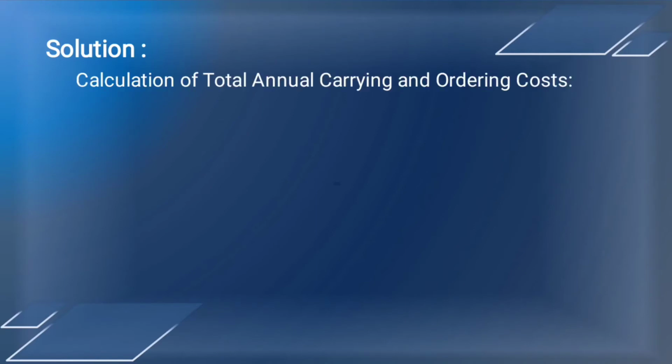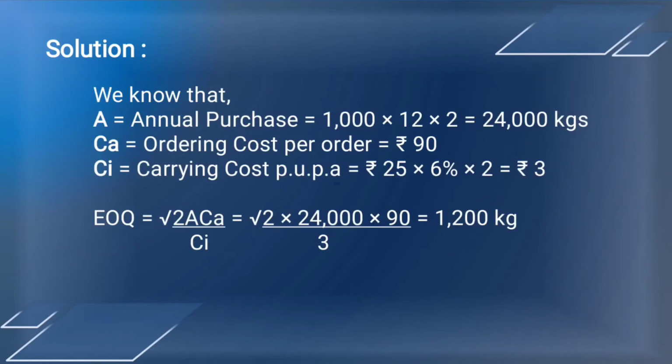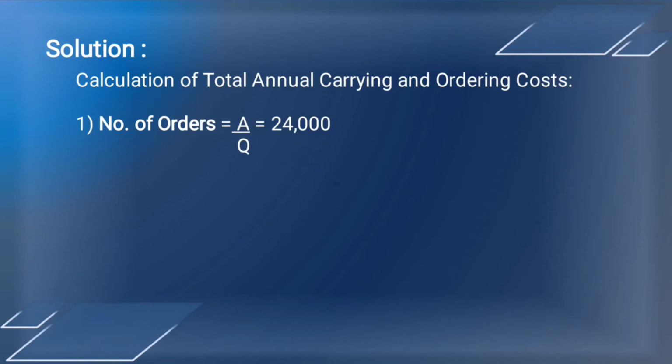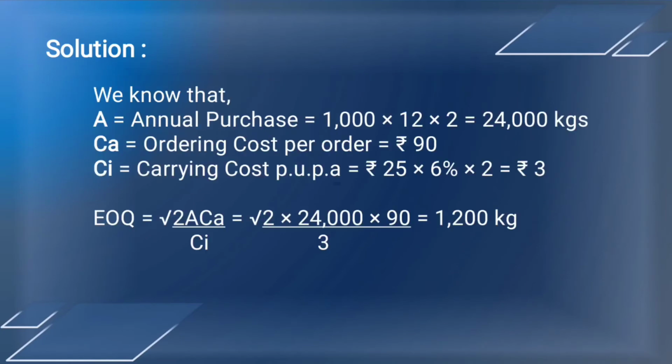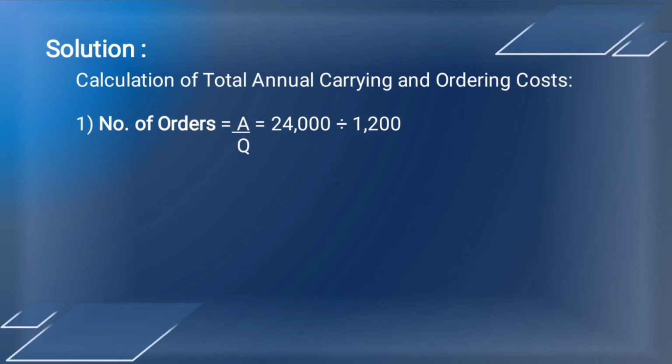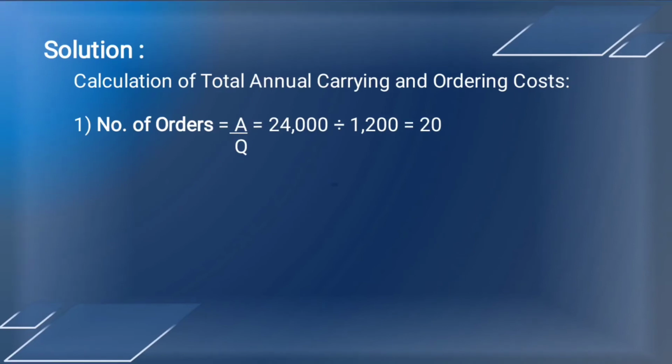Next we'll calculate total annual carrying and ordering cost. So first we'll calculate number of orders, which will be equal to A upon Q, that is annual purchase divided by EOQ quantity, which will be equal to annual purchase is 24,000 kgs and EOQ is 1200 kg. So 24,000 divided by 1200 will be equal to 20. So the number of orders is 20.